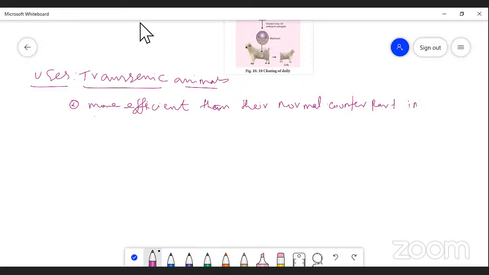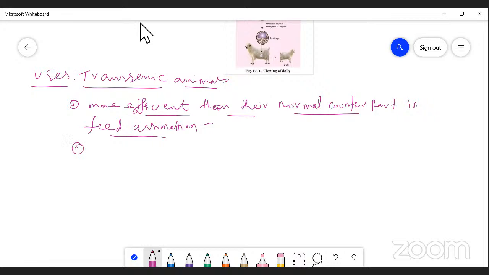You note it. When compared with normal animals, the transgenic animals consume more food. Intake of more food is called feed assimilation. Most of the transgenic animals are more efficient than their normal counterpart in feed assimilation. Feed assimilation means eating more food when compared with other animals.